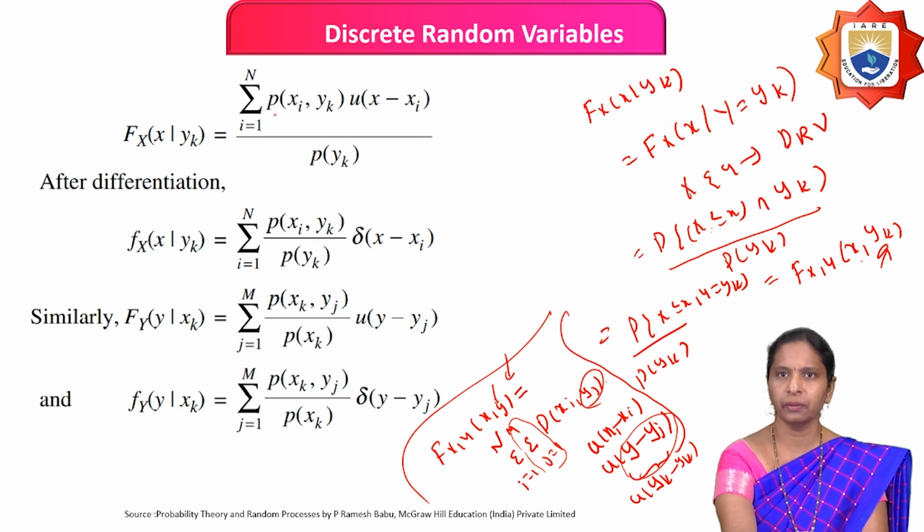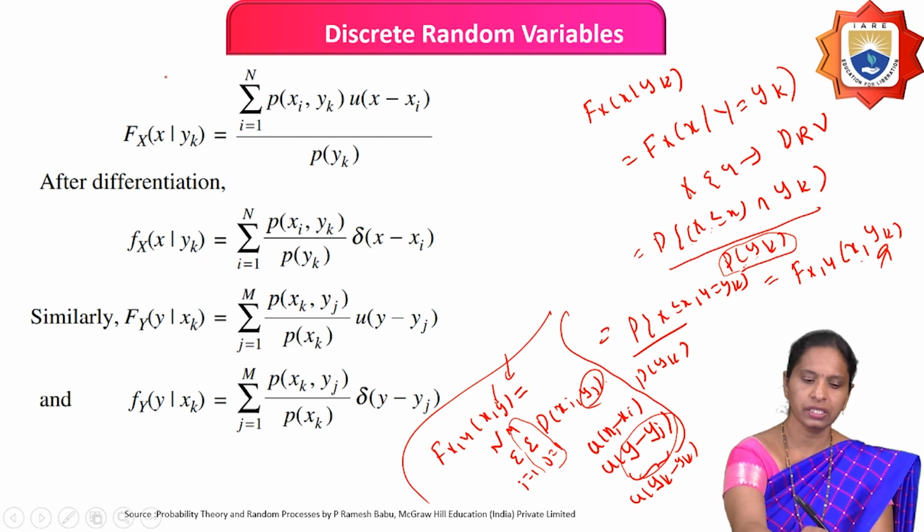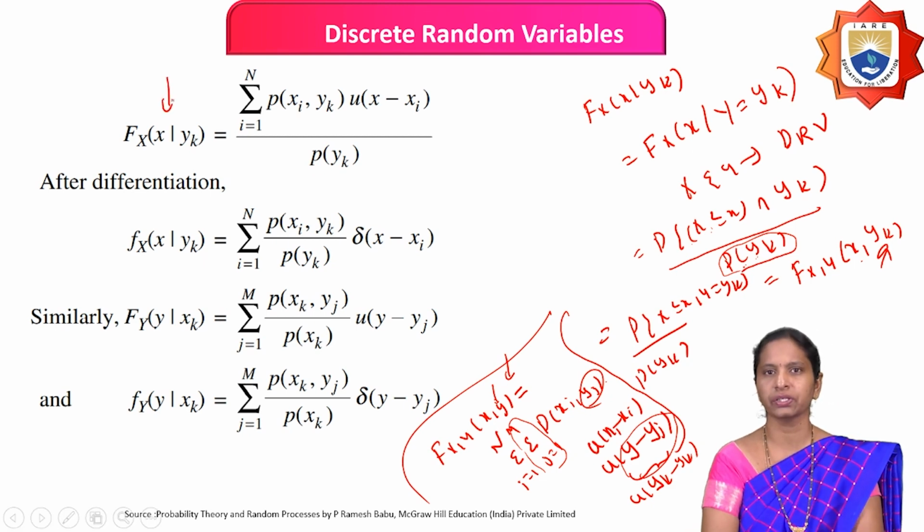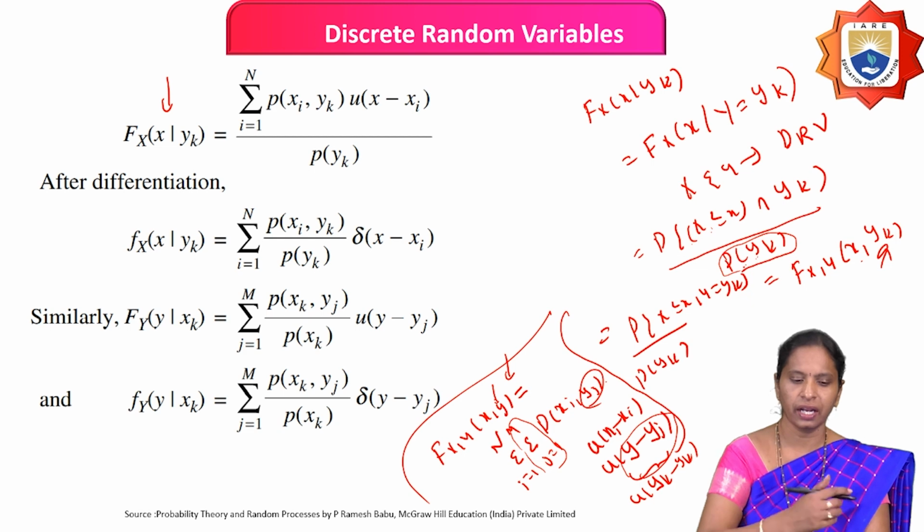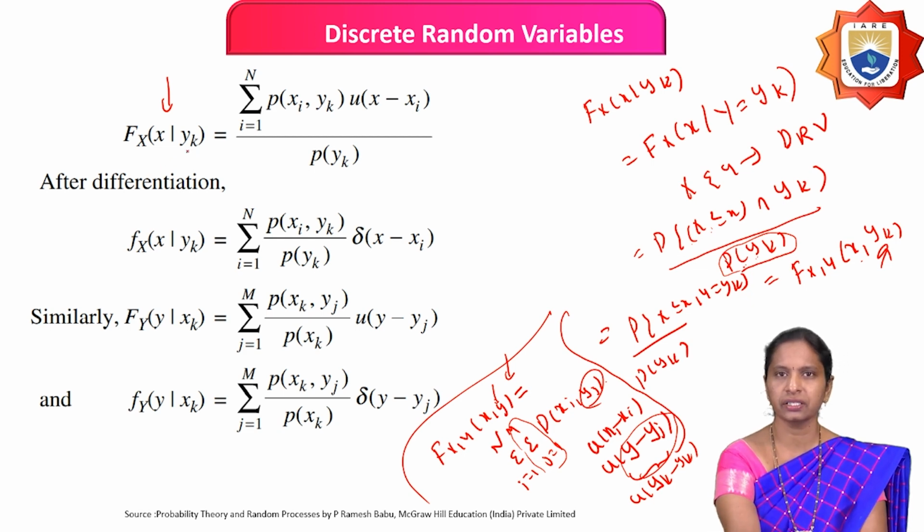Sigma i equals 1 to n of p of xi comma yk into u of x minus xi, divided by p of yk. Here p of yk is a constant value. The probability is such that the random variable y takes y equals yk. Therefore, p of yk is constant. So this is the conditional distribution function for a discrete random variable x, given the conditioning event y equals yk.